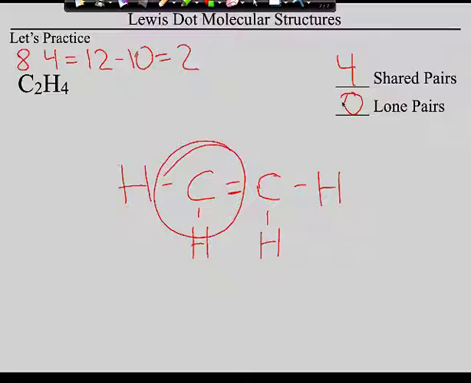Now guys, what if we'd chosen the other carbon atom? How many shared pairs on that? 4. 1, 2, 3, 4. How many unshared pairs? Lone pairs? None. So it doesn't matter which one you choose, they're the same. You guys good? Questions? No? All right. Let's do 2 more and we're done.